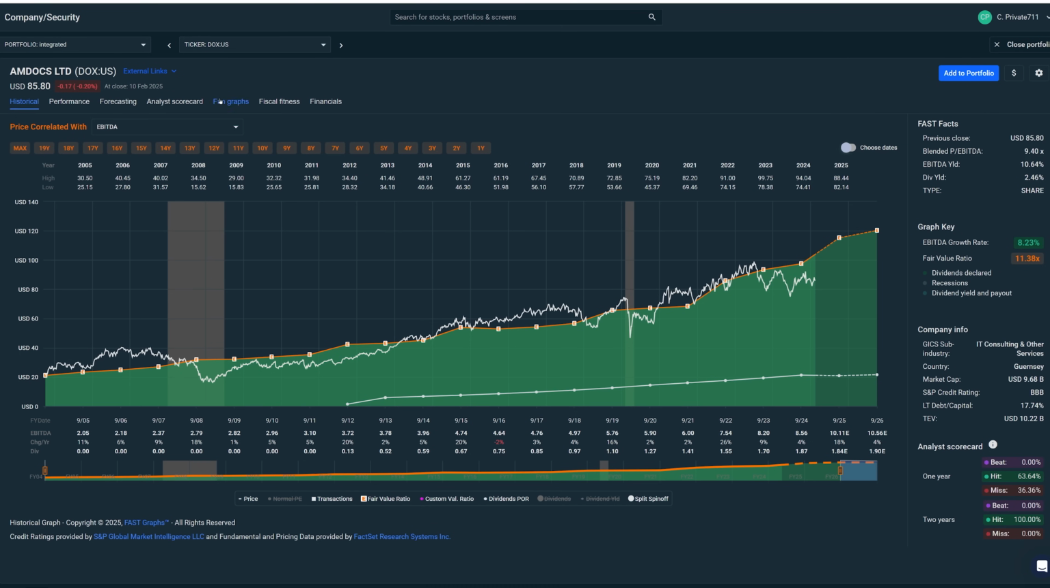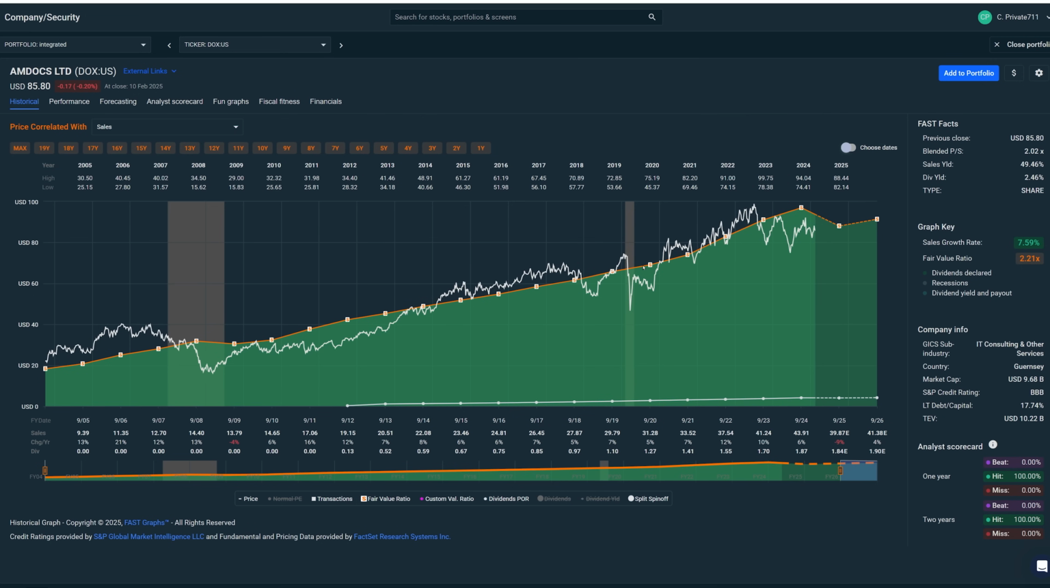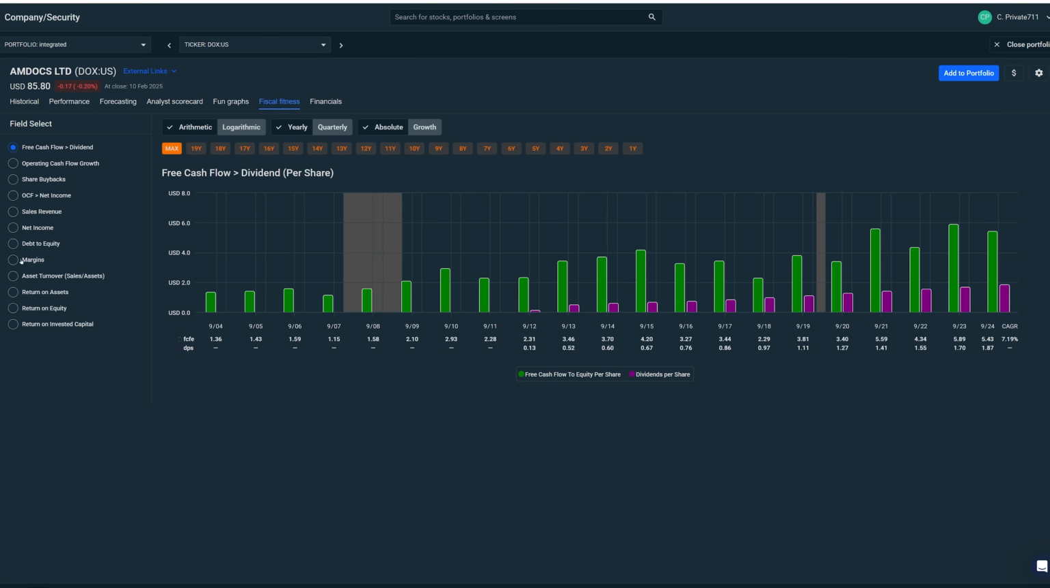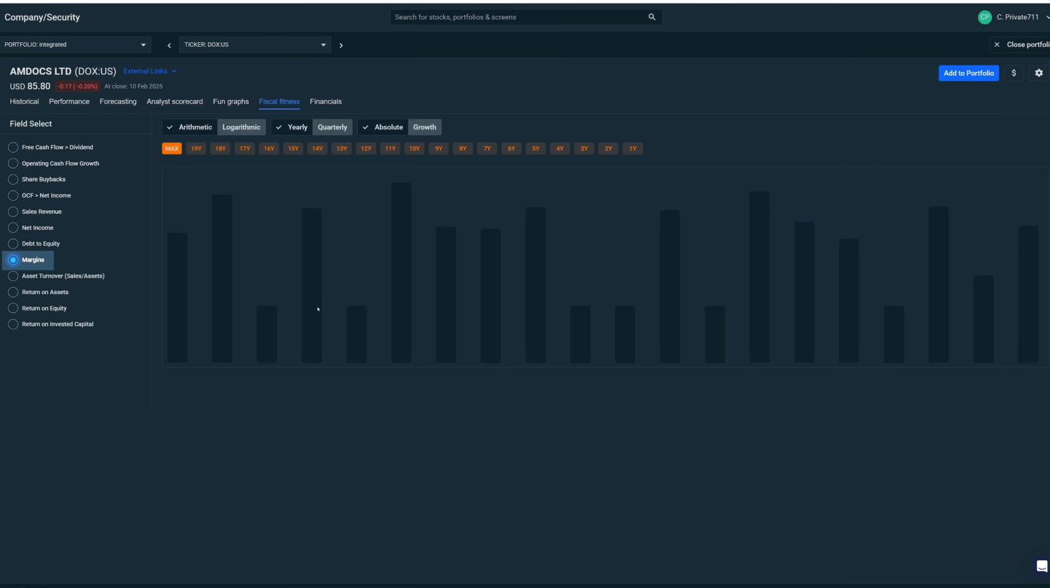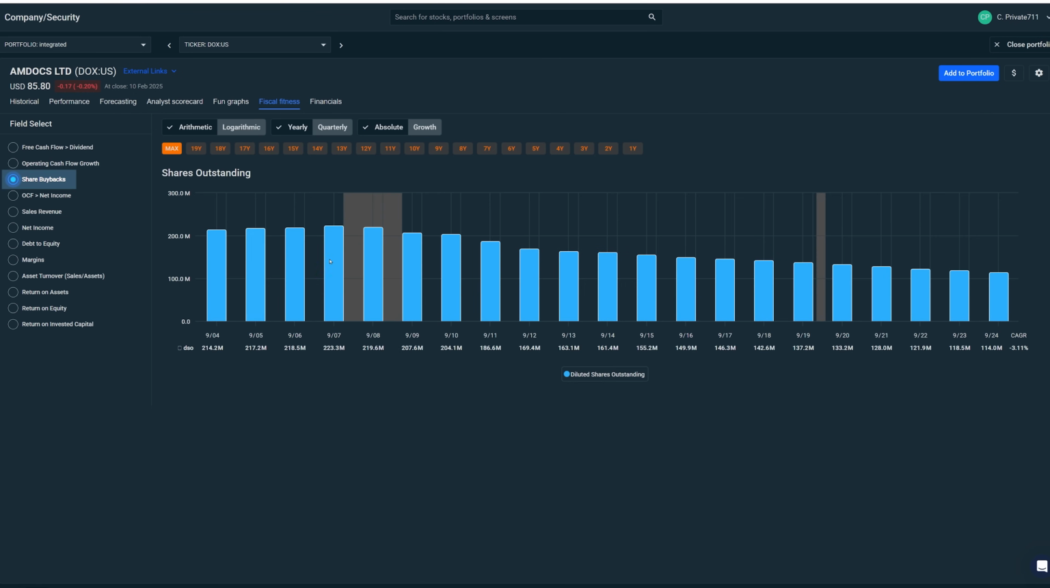Now, I can also look at other areas that are important, like sales. And here the company's trading at a reasonable price to sales, but we are expecting a drop in sales. So that would give me something to look into and figure out why. And I can do that by going into places on FAST Graphs like fiscal fitness. And I can look at things like what's going on with their margins. Are their margins holding steady or increasing or growing? Are they taking on any more debt? Are they buying back or issuing stock? I can go through a full analysis on these companies.